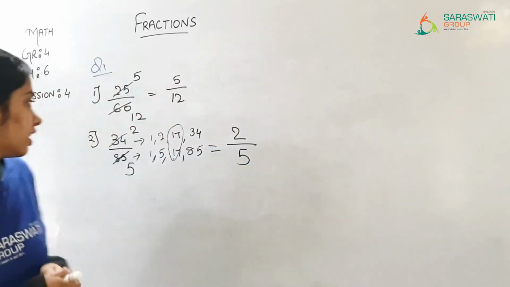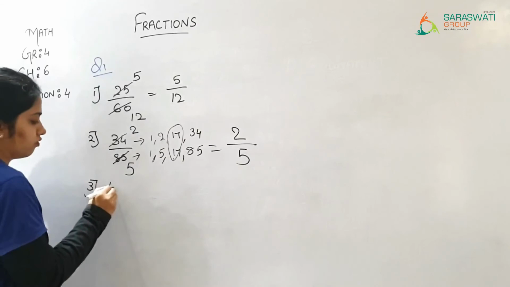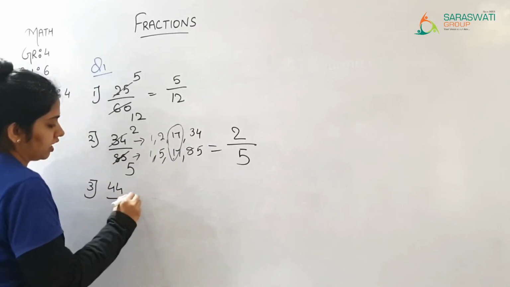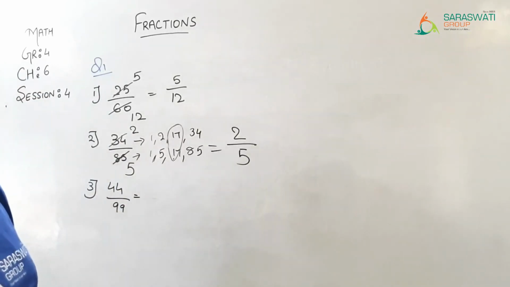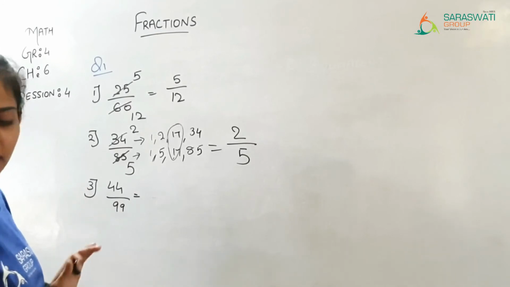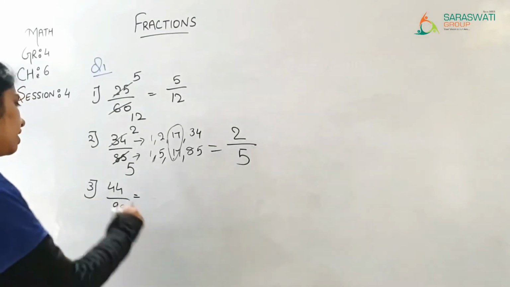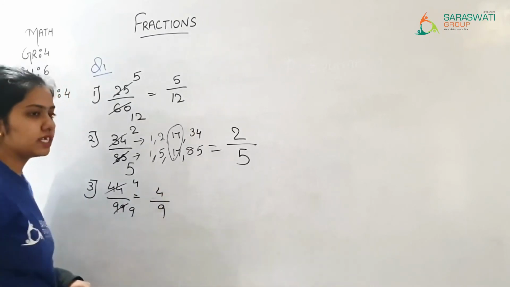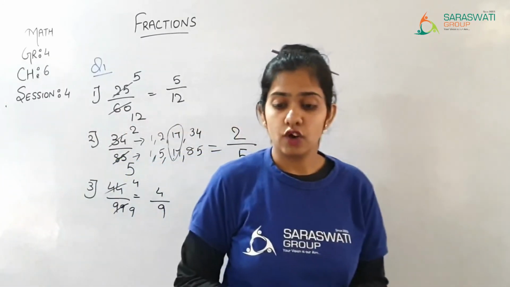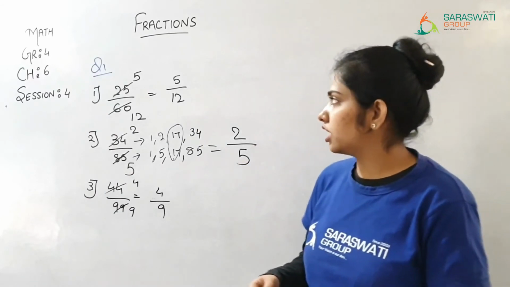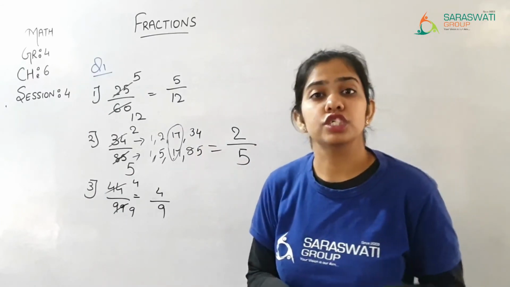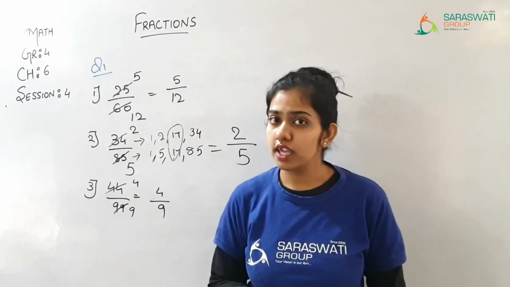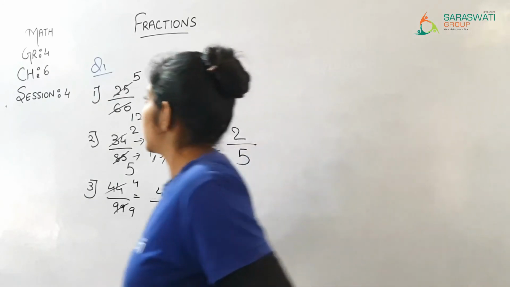Okay, then next is 44/99. You can easily solve 44/99, as it will come in the table of 11. That is 11 fours are 44, 11 nines are 99. So 4/9 is the simplest form. Okay, so 3 we have done. Now the other 3 you have to do in your homework. Okay, now let us move to our next question.